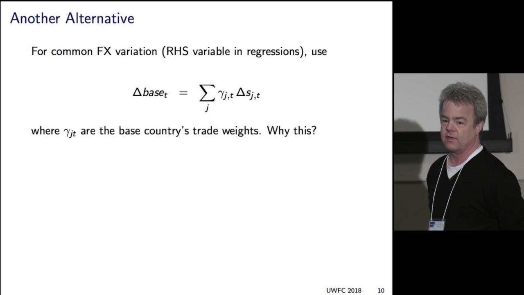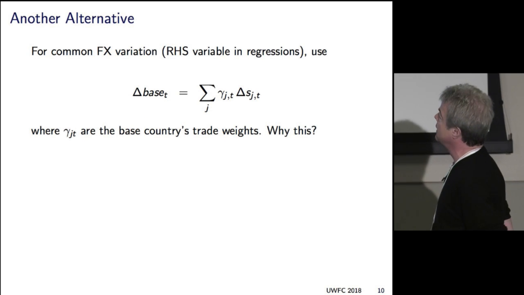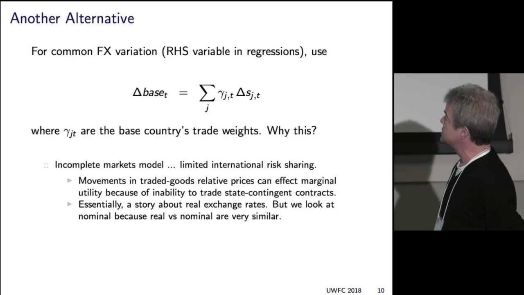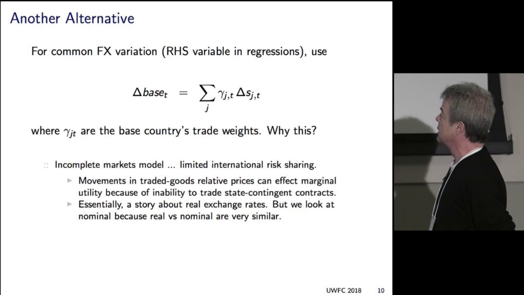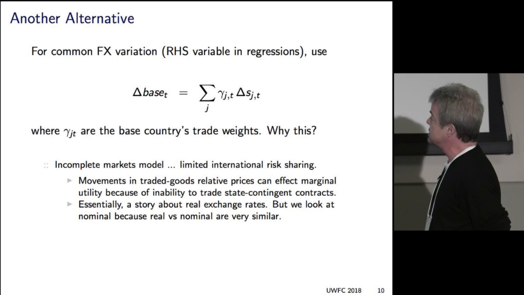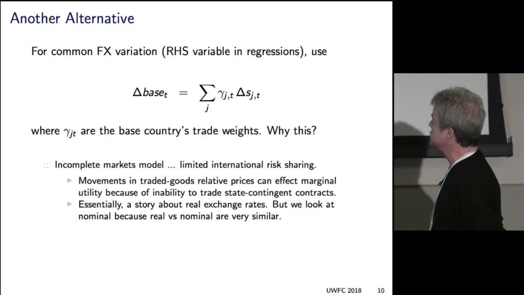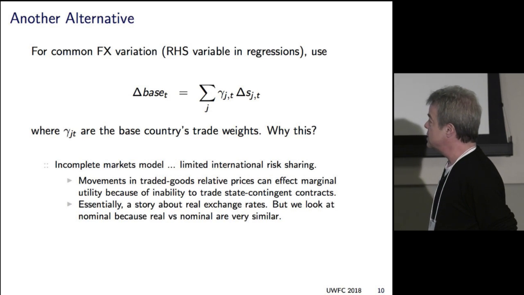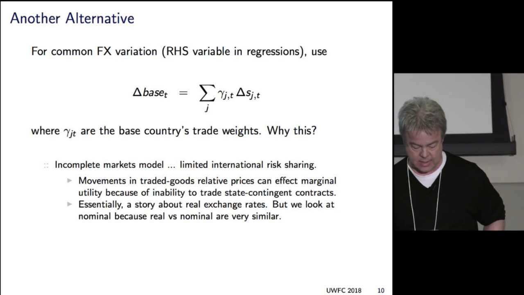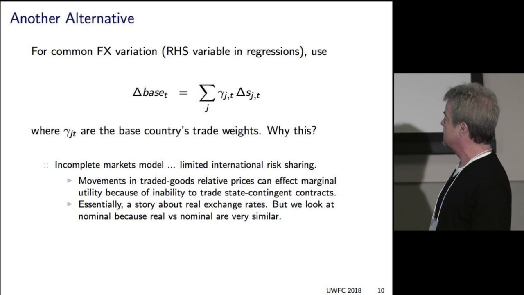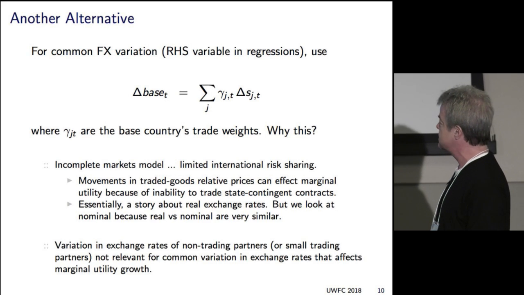I thought about getting data for that, I couldn't find it, so here's something similar. Trade weighting, okay, not global market cap weighting. So common variation is a trade-weighted average. Why this? You might think of an incomplete markets model with limited international risk sharing, where movements in traded goods relative prices can affect marginal utility because people aren't able to trade state contingent contracts. This is essentially a story about real exchange rates, and I'll get to that in a second. But I'm going to show you stuff about nominal exchange rates, which we often do in this area because real and nominal exchange rates look pretty similar.